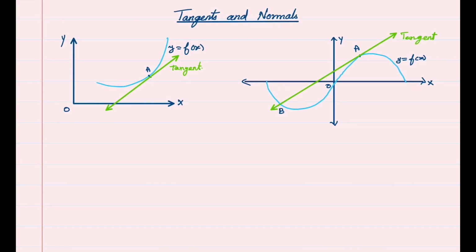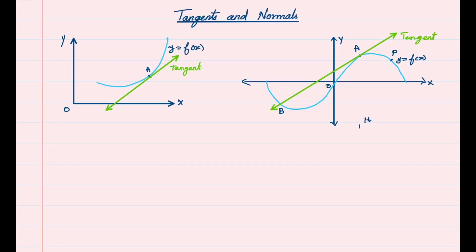Therefore, we can say that a tangent line at a point A is the limit of the secant lines as P approaches A. Let us take P point here. AP is a secant. As P approaches A, the secant line becomes the tangent. Or we may take P on the other side also. So we can have a secant here. And as P approaches A, the secant line becomes the tangent.